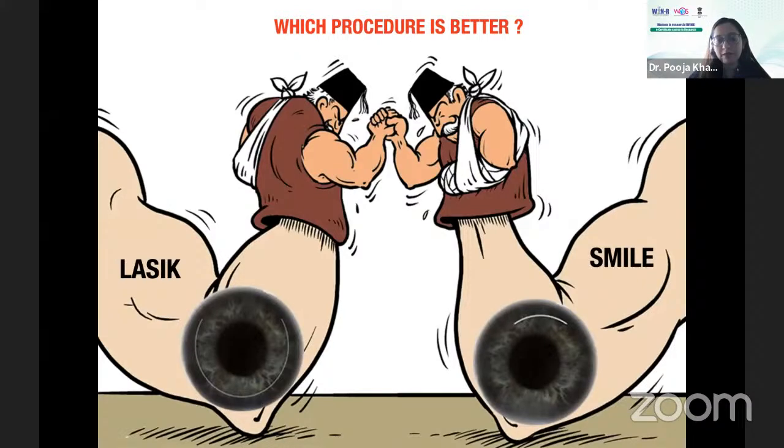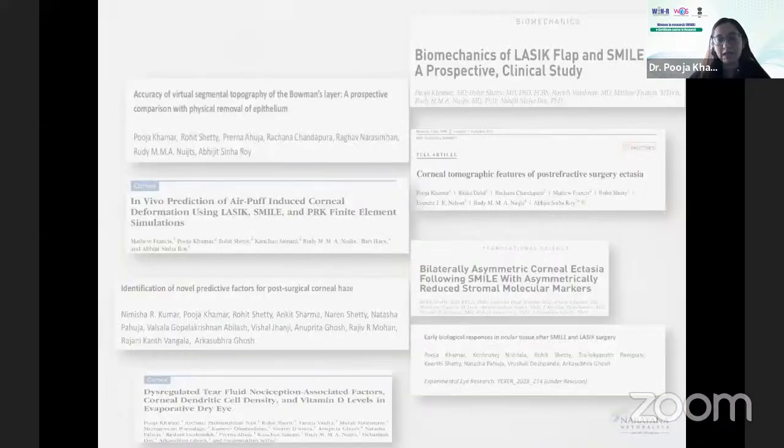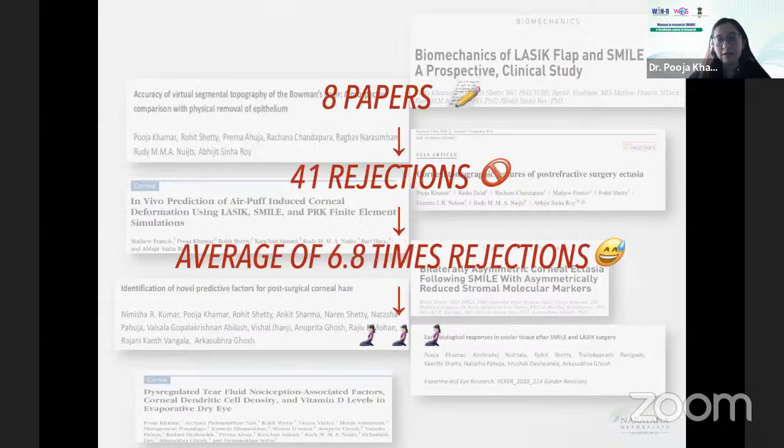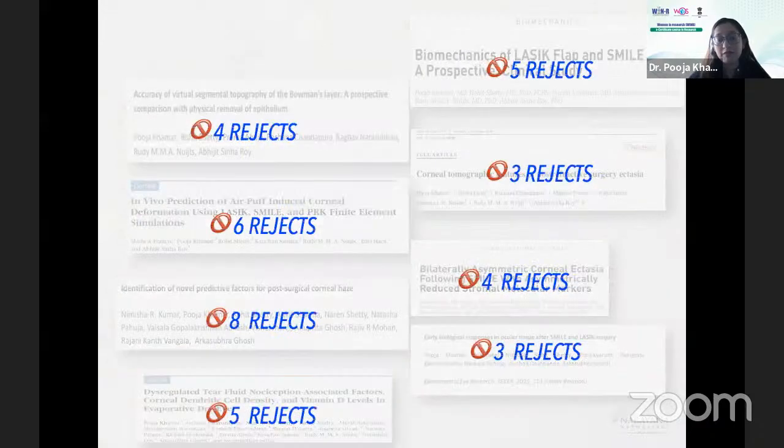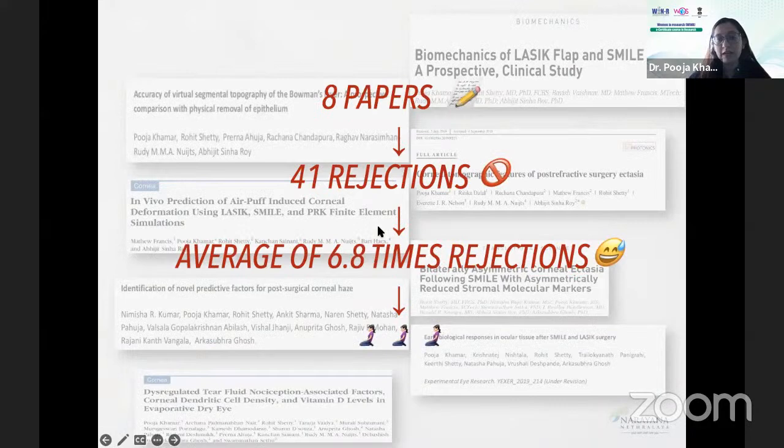So it did seem difficult. While trying to answer which was better, LASIK or SMILE, we did come across various rejections. These are all the papers of my PhDs. And on average, for 8 papers, we had 41 rejections, which was an average of 6.8 rejections each.